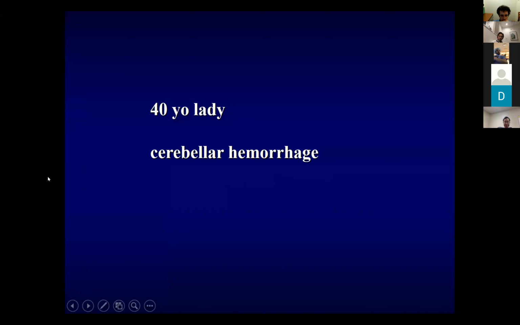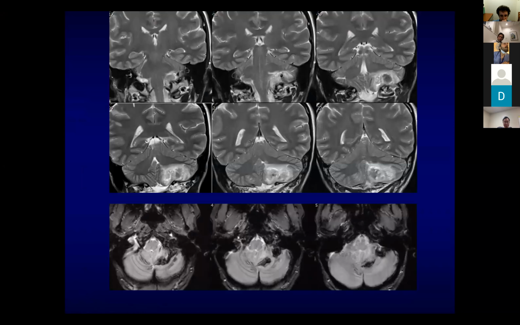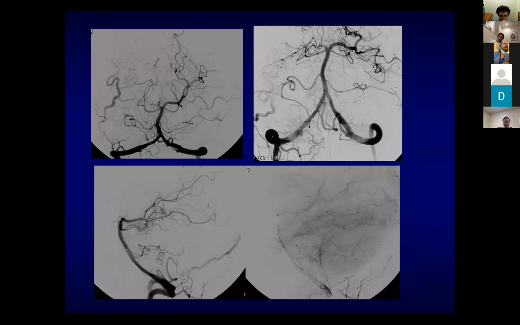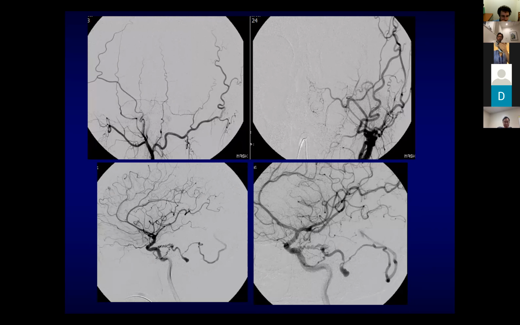So this is a 40-year-old lady with a cerebellar hemorrhage, and it's quite similar to what you've shown a little while ago. This is sometime after the hemorrhage, and we go for an angiogram. As you can see, there's not really much on the posterior circulation. There are artery injections. Even the veins, nothing strange. And then we go to the external, again, nothing. But when we go to the internal, we see this.